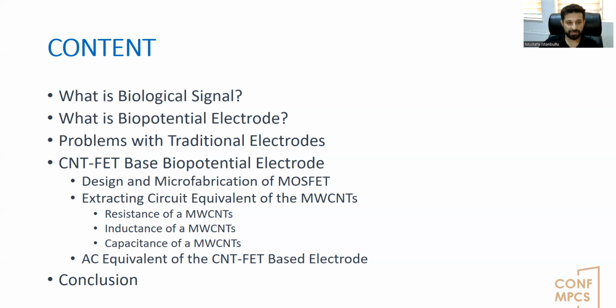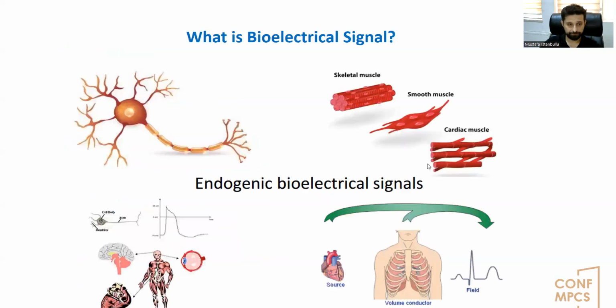Lastly, we will discuss the AC equivalent of the carbon nanotube and FET-based electrode, shedding light on its behavior in alternating current circuits. Understanding the AC characteristics of these electrodes is crucial for accurate signal acquisition and processing, as well as the development of advanced biomedical applications.